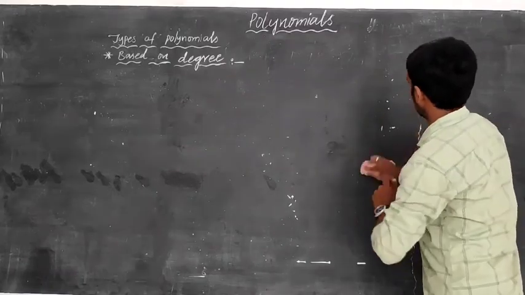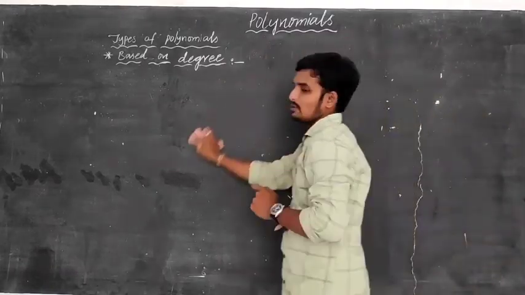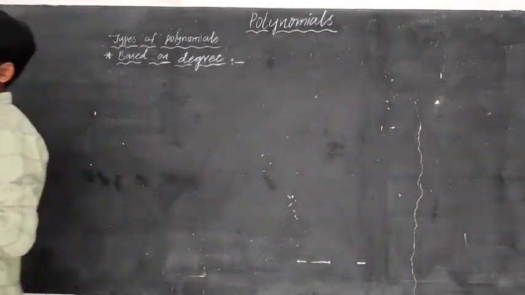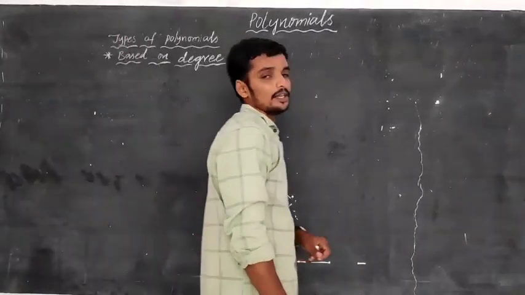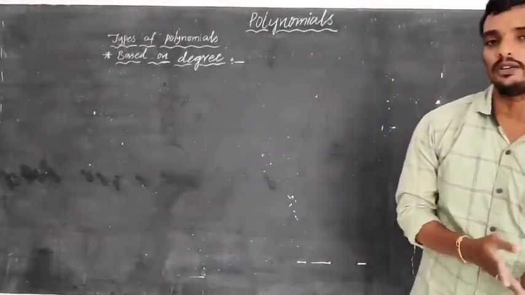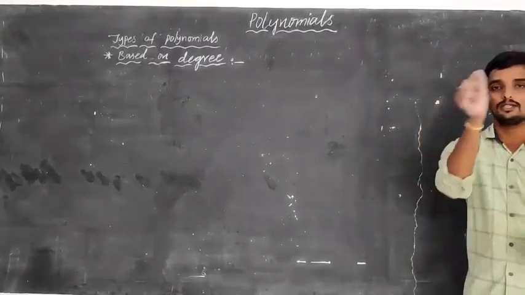What is the degree of a constant term? Constant term means numbers, numericals. What is the degree of 2? What is the degree of 5? What is the degree of 2 by 7? What is the degree of 5 by 7? What is the degree of 0.3? What is the degree of 8.5? The degree of the constant term is 0.